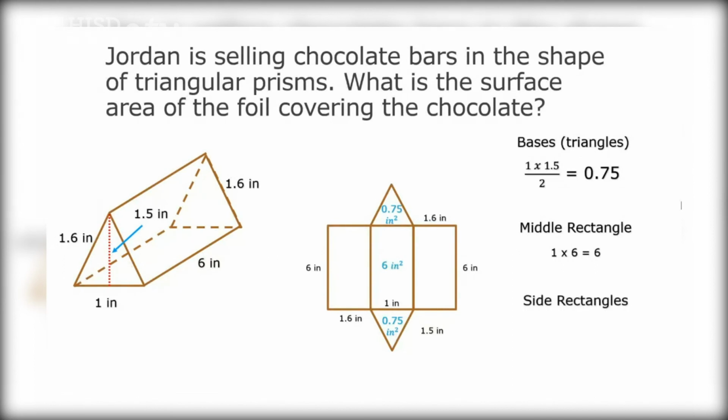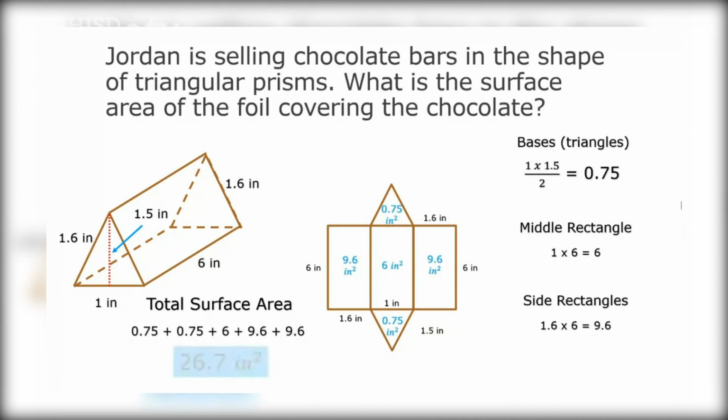And then the two rectangles that are on the side are gonna be 1.6 times 6, which is equal to 9.6, and that's gonna be the area for each one. As I said at the beginning, for the rectangular prism, the total surface area is going to be equal to the addition of all these areas, which means that my answer is 26.7 square inches. And that's how you calculate the total surface area of a triangular prism.